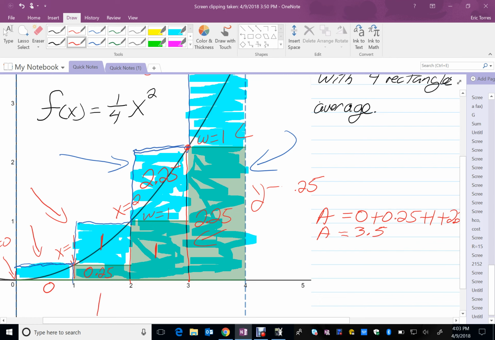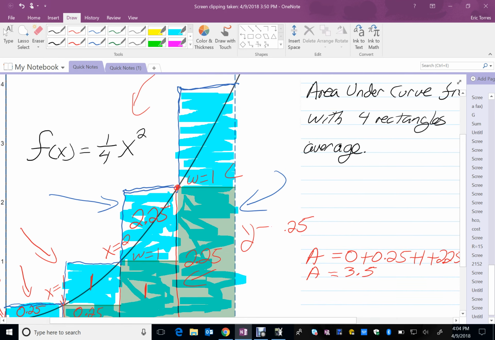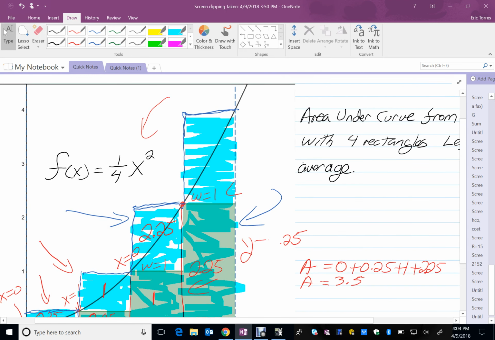This rectangle and this rectangle are the same size. Anything on the left and right hand side, you should always have a matching pair. This has an area of 0.25. And that means there's only one rectangle I need to figure out its area, and that's this one rectangle. So if I've done a left-hand sum, then I've done everything I need to for a right-hand sum with one less. So let's look at the area of this rectangle.